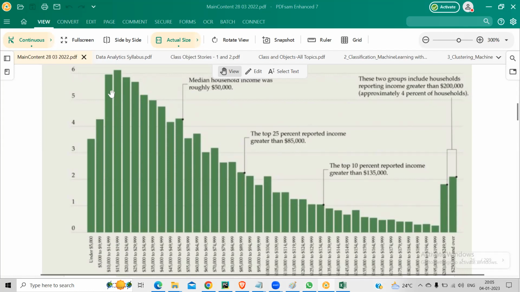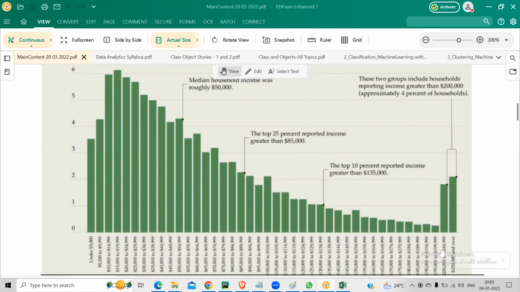So most of the households, right? Most of the people get between $15,000 to $20,000 per month. That is the average household. Okay, and then expectedly this will decrease, right? Very few houses will get higher and higher.